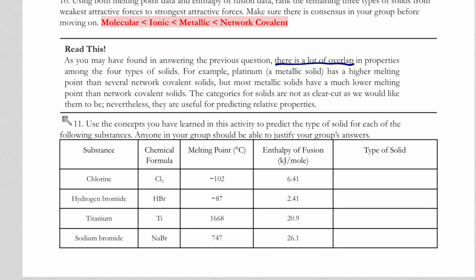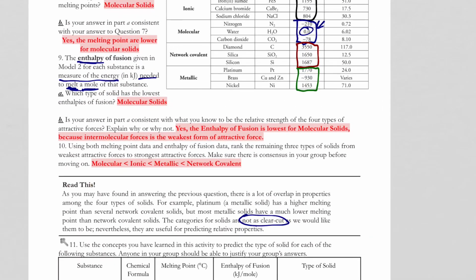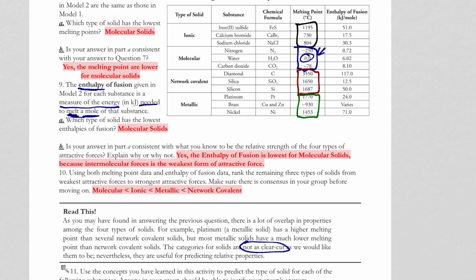There is a lot of overlap in properties among the four types of solids. For example, platinum has a higher melting point than several network covalent solids, but most metallic solids have a much lower melting point. So these are not as clear-cut as we would like them to be. They are just more or less a guiding suggestion. Most of them should behave in a certain way.